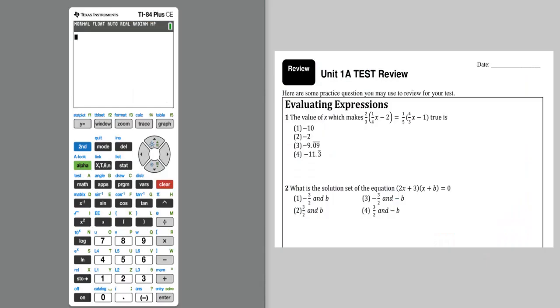Right, so welcome back. We're going to be going over the answers to the review sheet. So make sure you have your review sheet in front of you. And here we go. So practice questions you may use to review for your test.